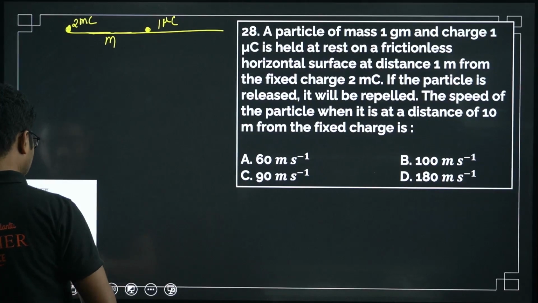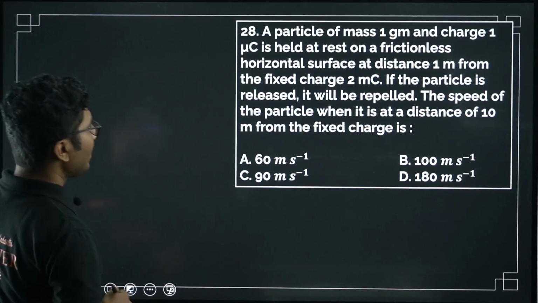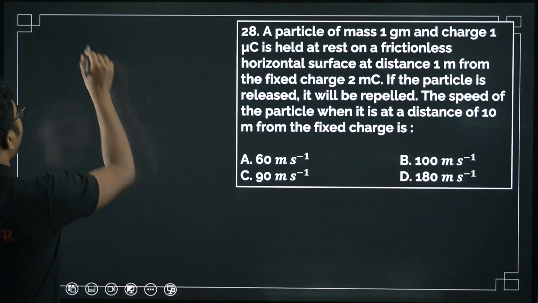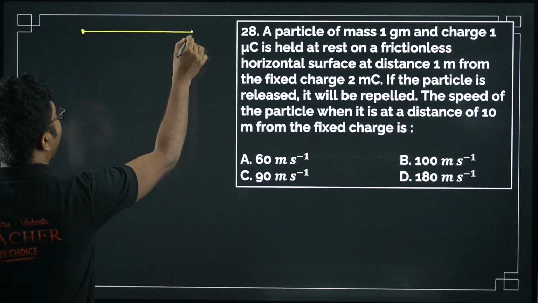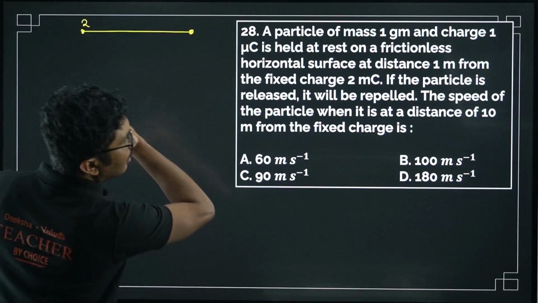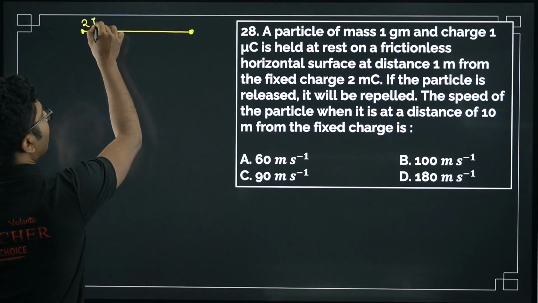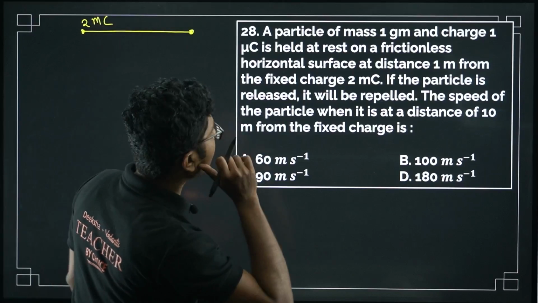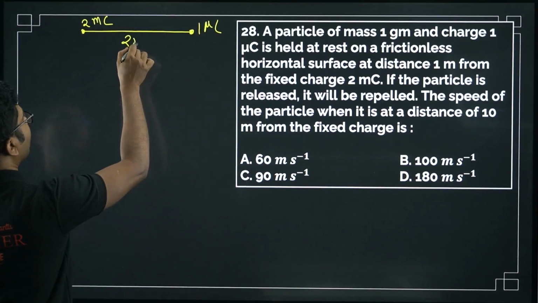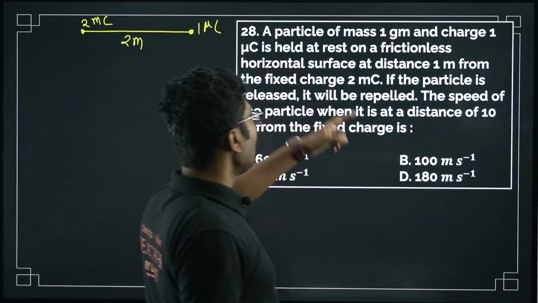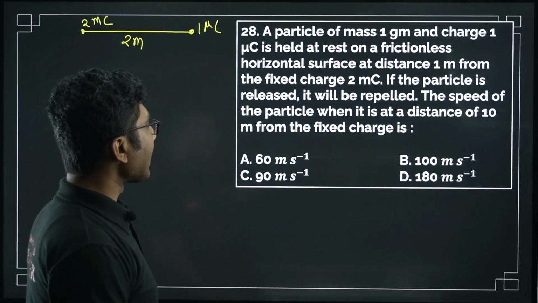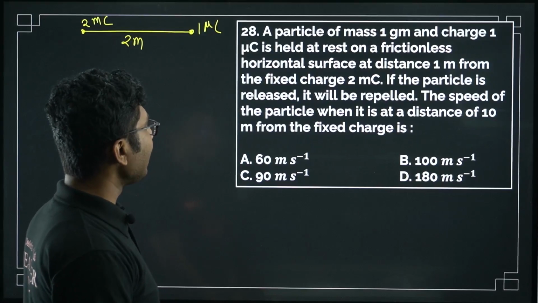So in such cases, try to draw the diagram. That will be very easy. So this is 2 millicoulomb and another one is 1 microcoulomb, and the distance is 2 meters. Okay, the particle is released. It will be repelled.